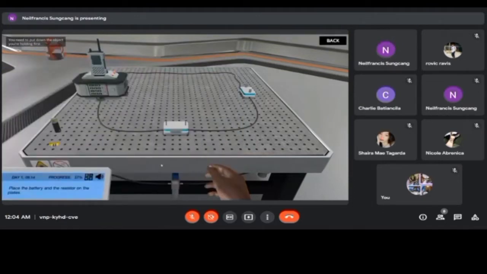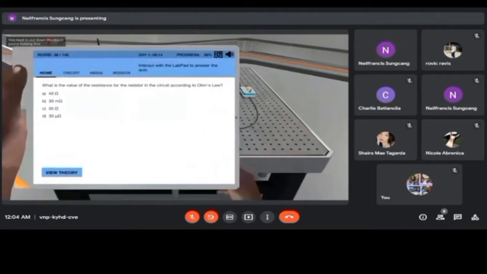Place the battery and the resistor on the plates. What is the value of the resistance for the resistor in the circuit according to Ohm's law?